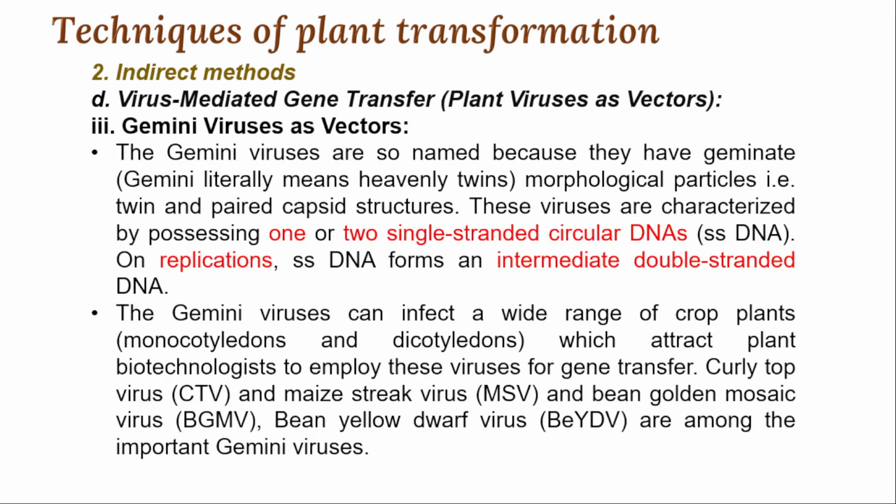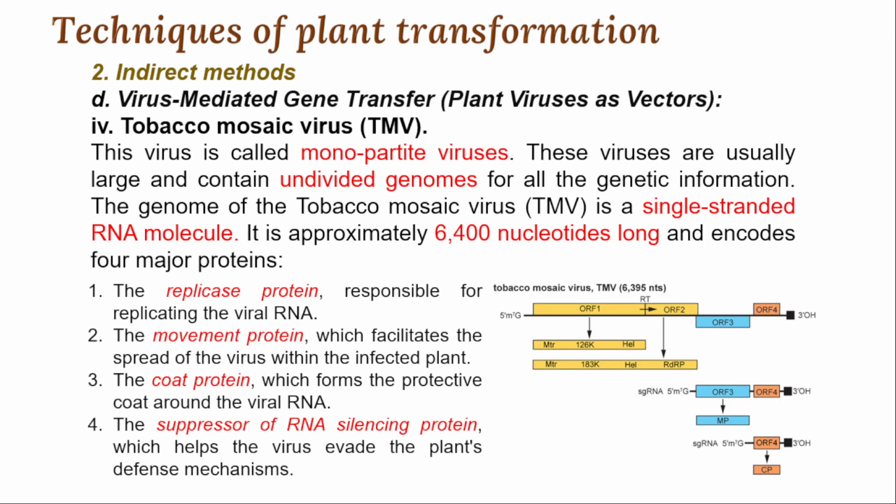Next, we'll move on to one more virus called Gemini virus. Gemini virus has one or two single-stranded circular DNA molecules, ssDNA. It is a small circular DNA. It can infect different types of monocots and dicots, but the accommodation of genes will be limited in the case of Gemini virus.